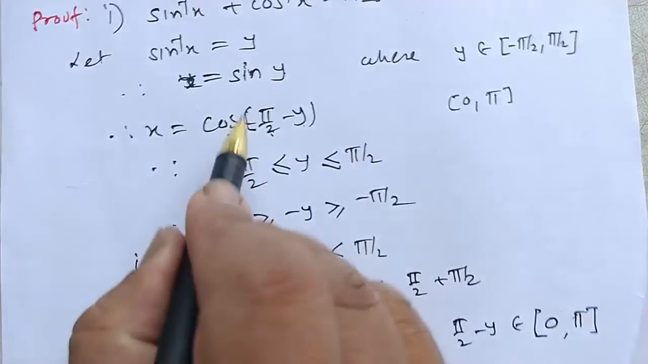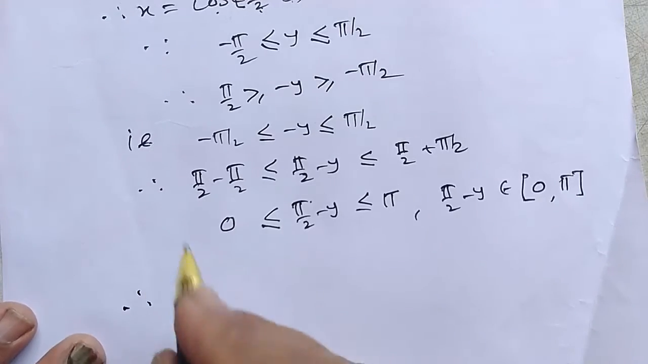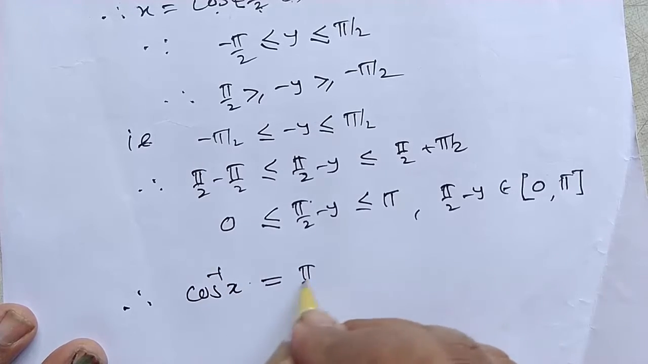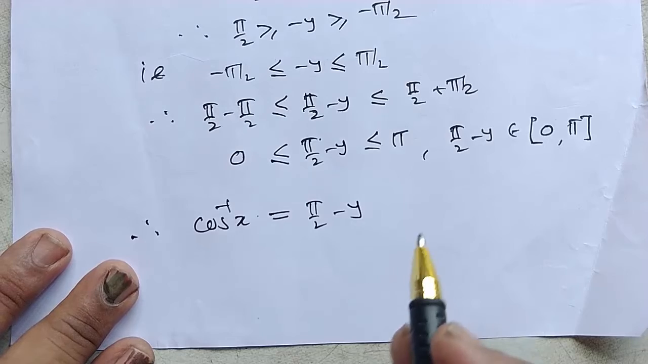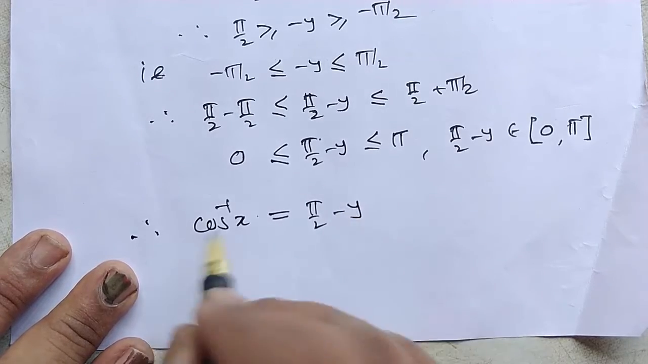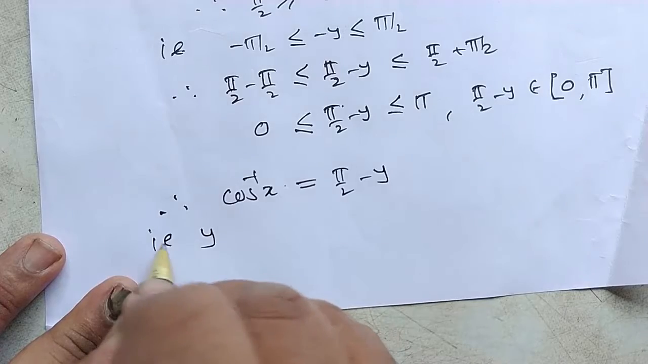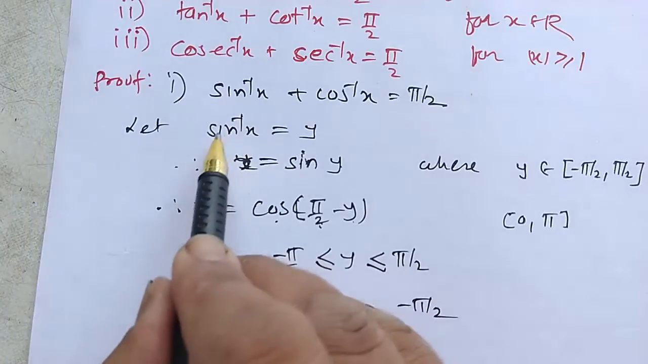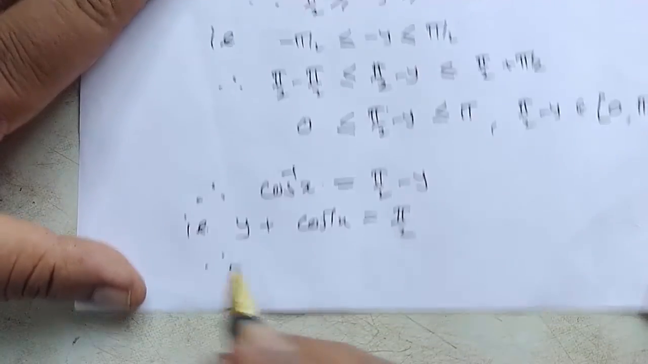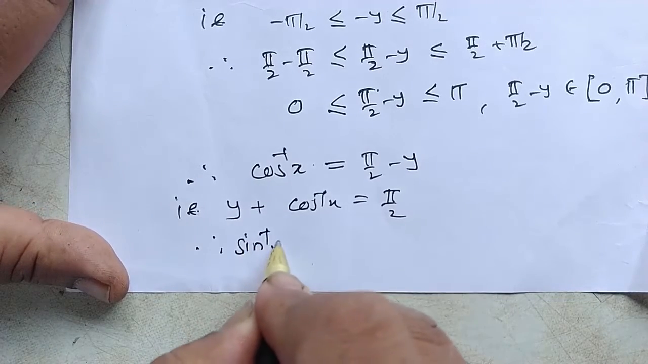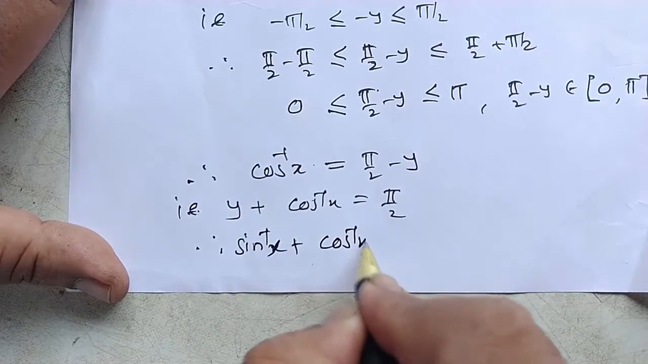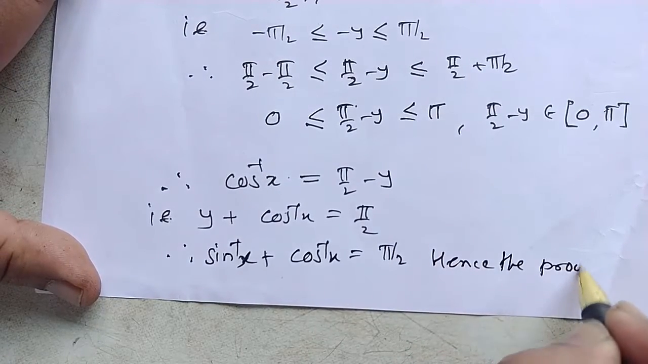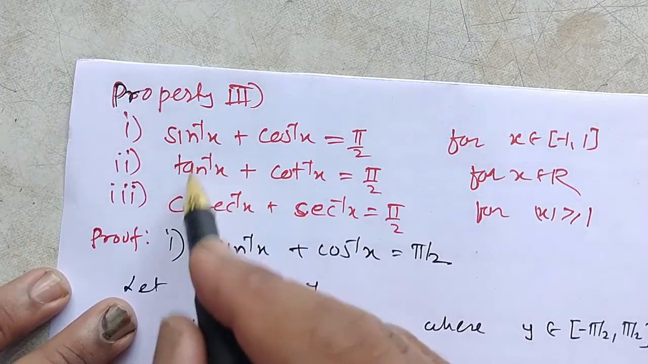And therefore, we can invert this. Therefore, cos inverse x is equal to pi by 2 minus y. Taking y to the left hand side, that is y plus cos inverse x is equal to pi by 2. Now y is sin inverse x. Therefore, sin inverse x plus cos inverse x is equal to pi by 2. Hence the proof. Similarly, we prove other two results.